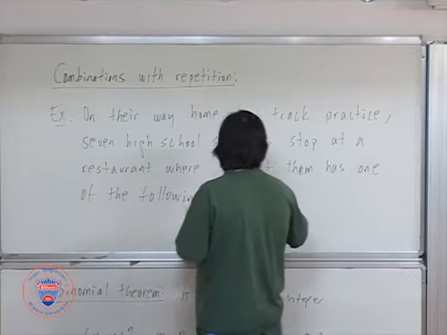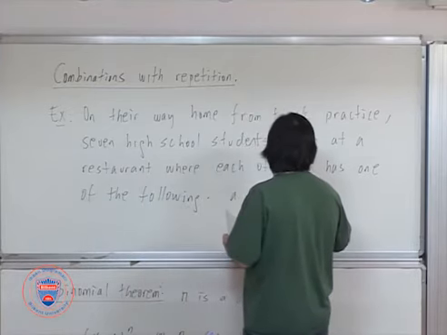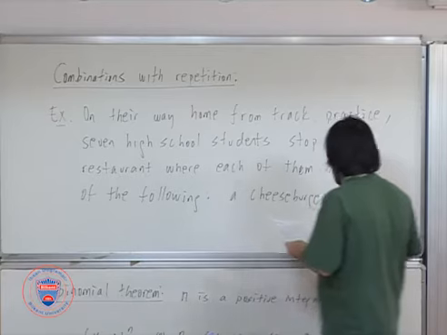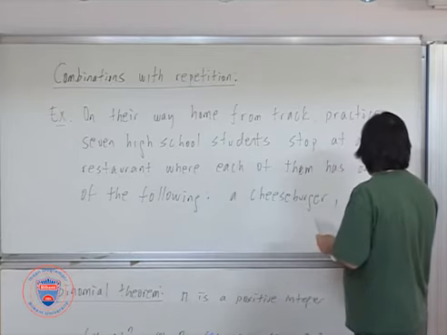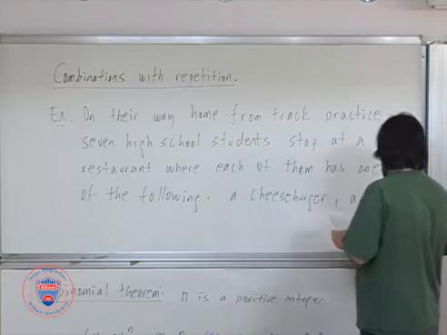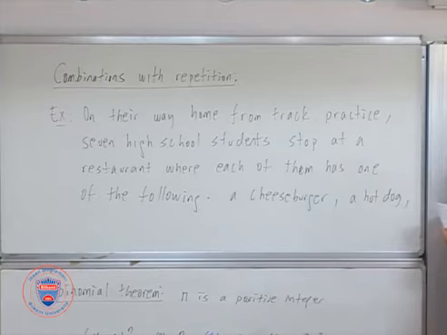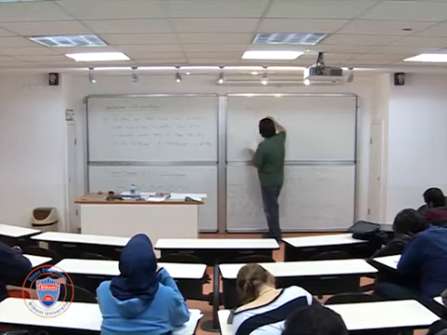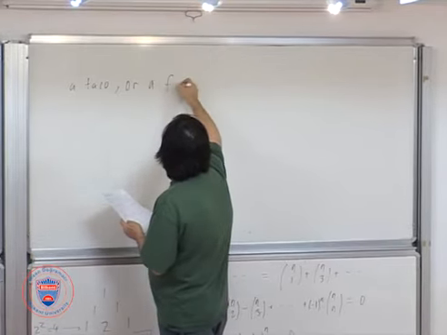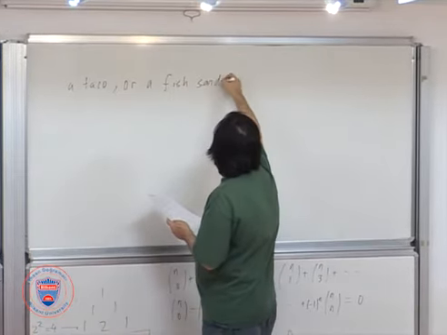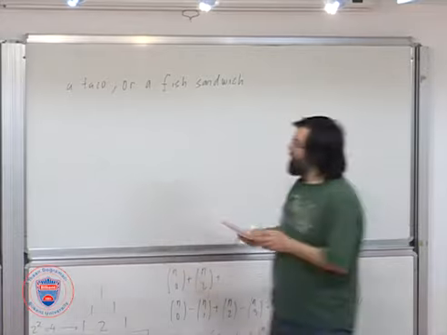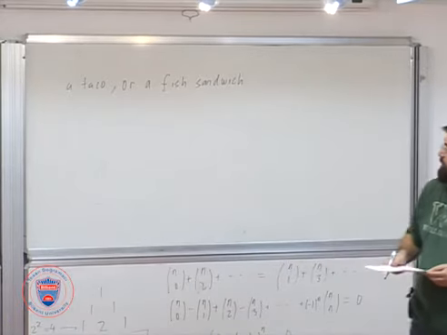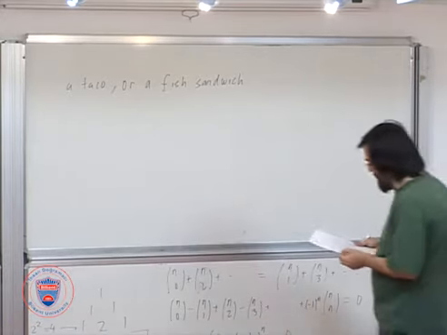They can have a cheeseburger. So this is what's available on the menu. They can have a hot dog. They can have a taco. Taco is a kind of food like the other ones. It's a more Mexican food actually. Or a fish sandwich. So we have 4 different things on the menu that they can choose to eat for a meal.